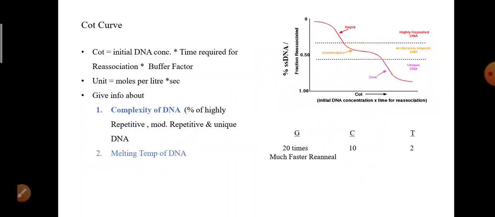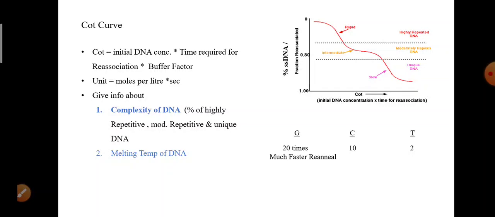Next slide. It is the Cot curve. Cot means C0, the initial DNA concentration, and t, the time required for reassociation, and another is a buffer factor. We can multiply these things and we get the Cot value. Its unit is moles per liter into second. It gives two very important pieces of information.